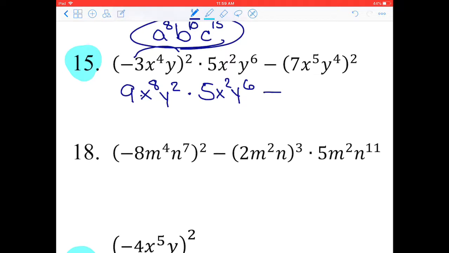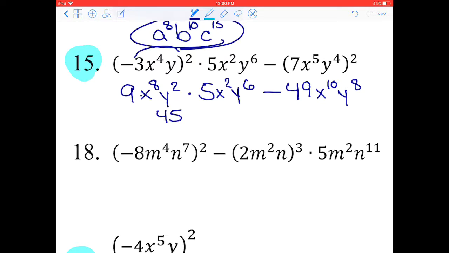Be careful. 7 squared is 49. x to the 5th times 2 is 10, y to the 8th. All right, so we're going to multiply these first two terms together, and then we'll subtract. So there's a few steps to this. 9 times 5 is 45. I'm sorry, 54. I'm dyslexic today.